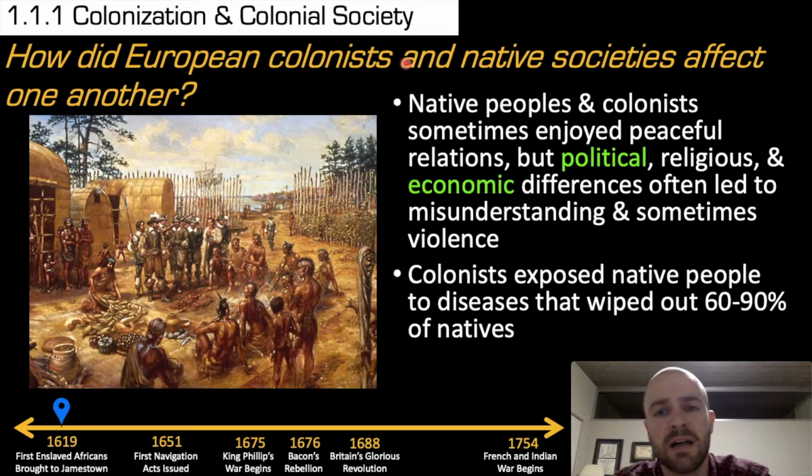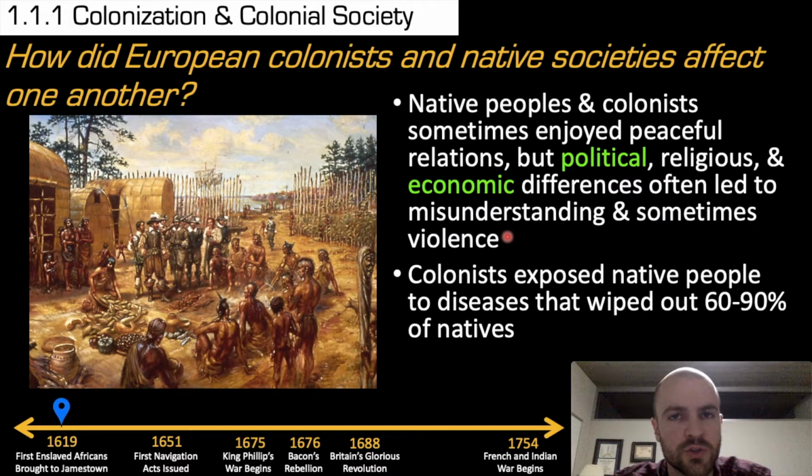How did European colonists and native societies affect one another? So we're going to shift our mindset from the interaction between the English and Africans to the English colonists and the natives. So native peoples and colonists sometimes enjoyed peaceful relations, but political, religious, and economic differences often led to misunderstandings and sometimes violence.